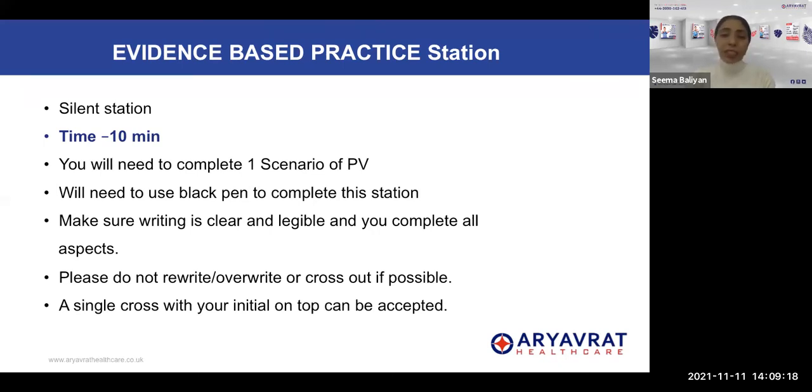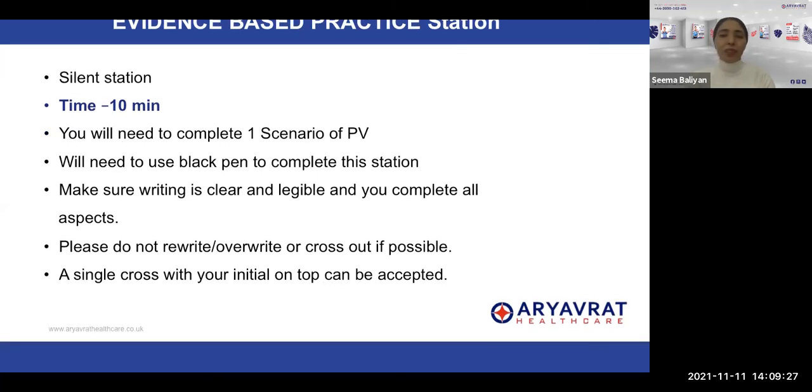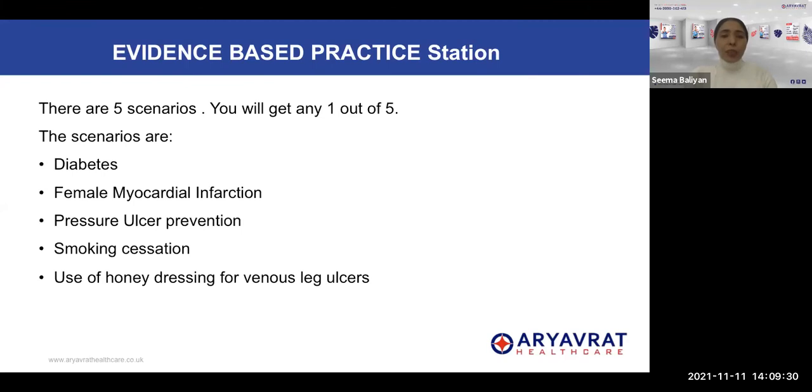Now, please excuse that in this slide, there is a small mistake of PV. It should be evidence-based practice. There are actually 5 scenarios, out of which you will get one scenario which you will have to complete. And the scenarios are, again, very common scenarios which you are likely to see in your day-to-day practice. So the scenarios are diabetes, female myocardial infarction, pressure ulcer prevention, smoking cessation, and use of honey dressing for venous leg ulcers.